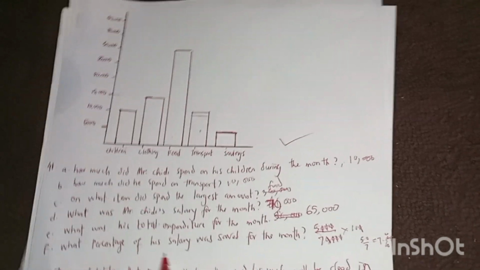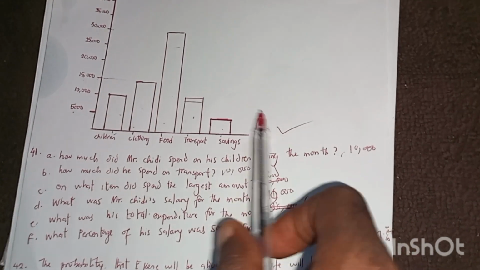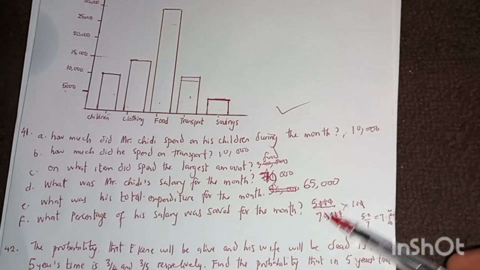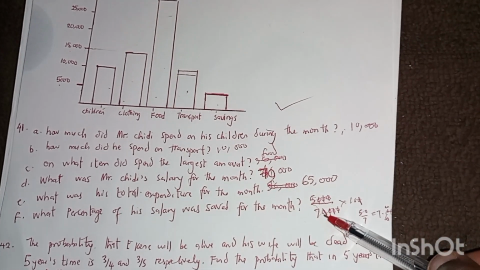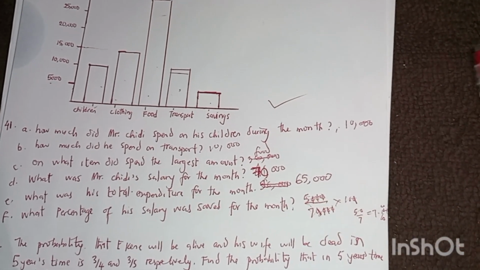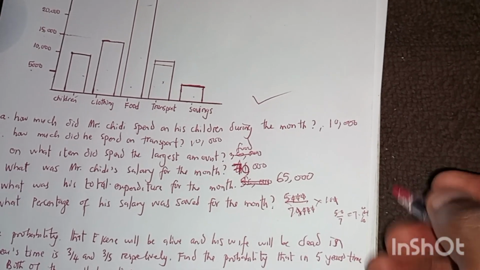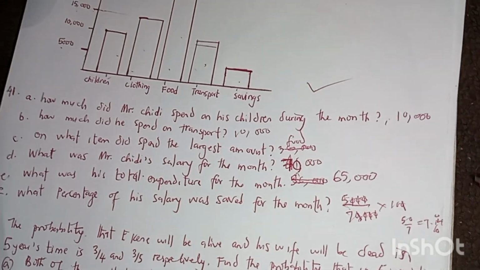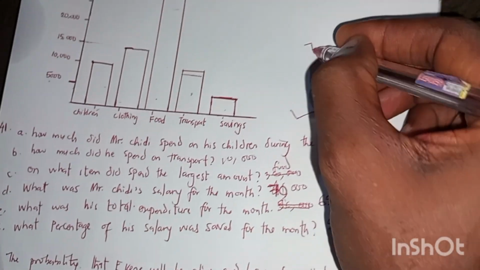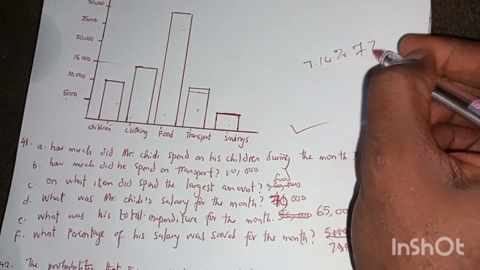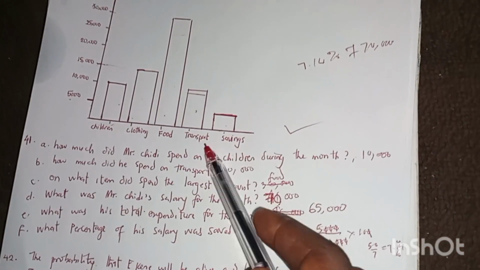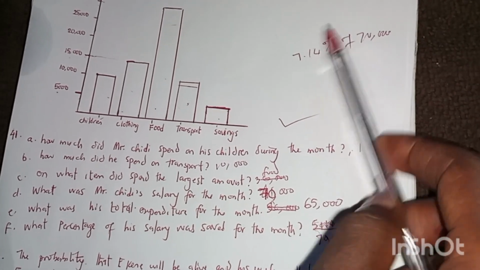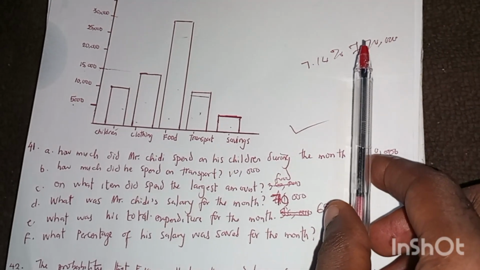So what percentage of his salary was saved for the month? That means savings all over the total salary, which is 70,000. So 5,000 over 70,000 times 100%, and that should give you about 7.14%. So that means he's saving 7.14% of his salary. What it means is that if you do 7.14% of 70,000, it will give you approximately the savings. So it tells you that he saves up 7.14% of his salary. So that is the answer to that.